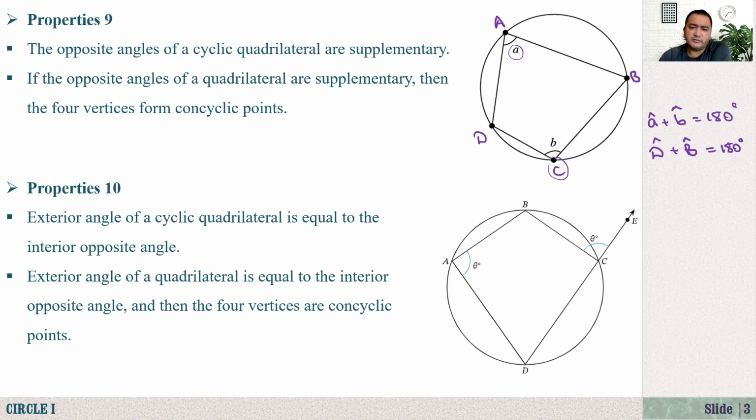If the opposite angles of a quadrilateral are supplementary, then the four vertices form concyclic points. That is the converse of this theorem, and the converse is also true. If we are given any quadrilateral and the sum of the opposite angles is equal to 180 degrees, which means they form supplementary angles, then that quadrilateral is a cyclic quadrilateral. That means its vertices are lying on a circle.